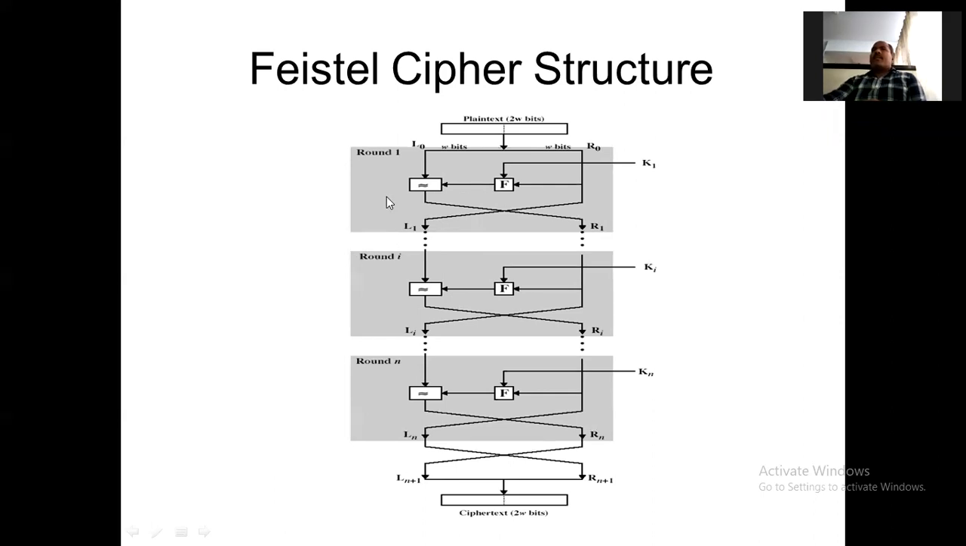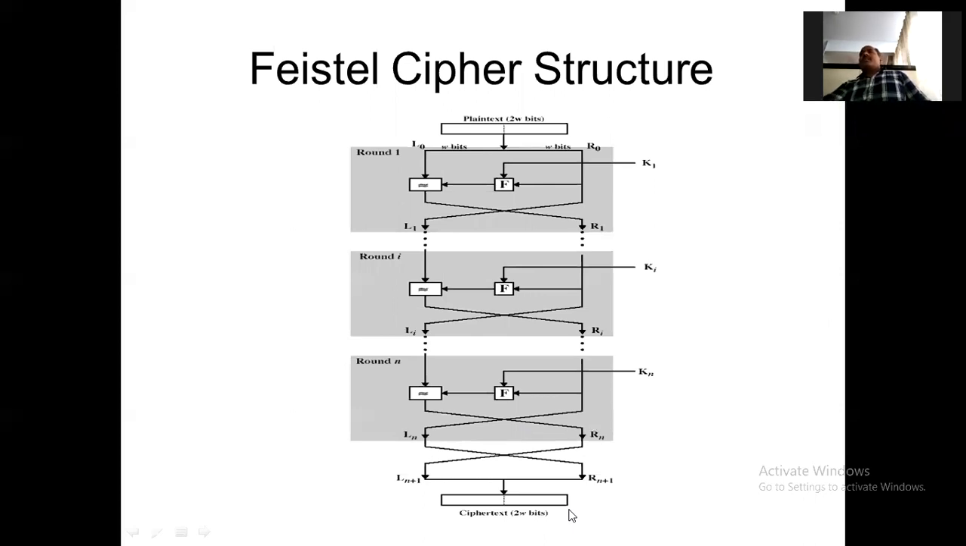Again the same functionality we are going to apply, up to the last round here. Finally we are going to merge LN plus RN, so that we will get the secret text of 2W bits. One more thing to remember: whatever input plain text we provide, we get the same size of cipher text here.